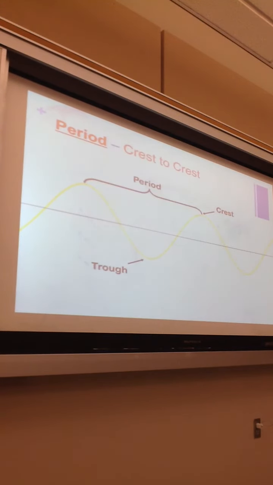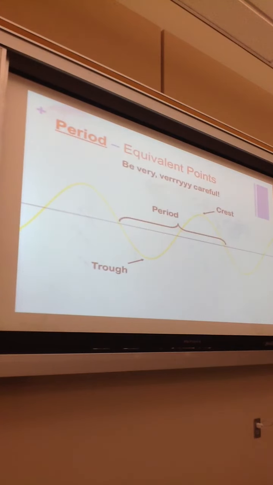Our period is from crest to crest, or trough to trough. We've been only working from 0 to 2 pi, and now we're going to shift off of that. Looking at a graph, we can determine the period based on landing at the same y value. Is that good? Questions?